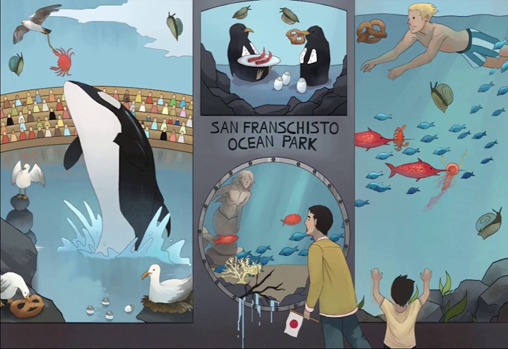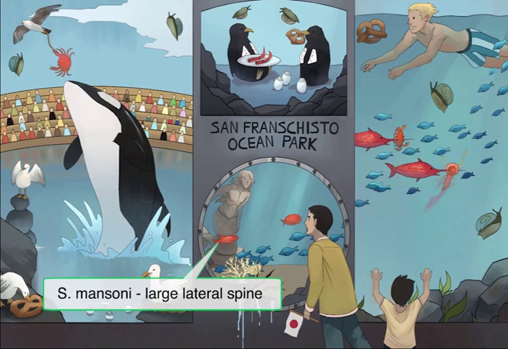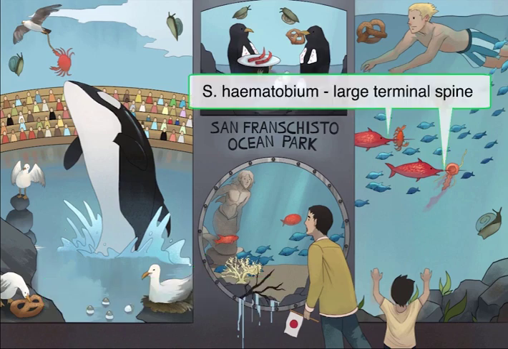Also remember those spines. So really quickly, Japonicum, small spines. Remember this sun is smooth. And for Mansoni, the merman has a fin sticking out of the side of his body for lateral spine. And the swordfish, for Hematobium, has a terminal spine.